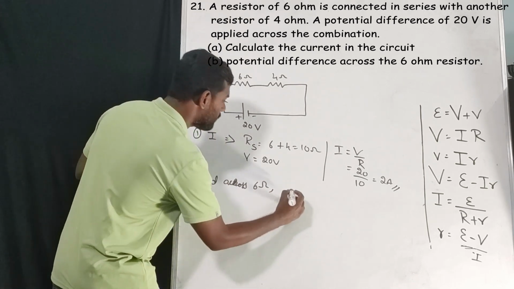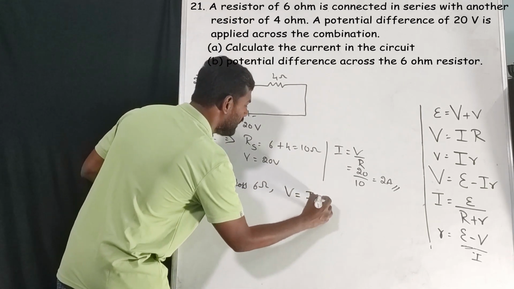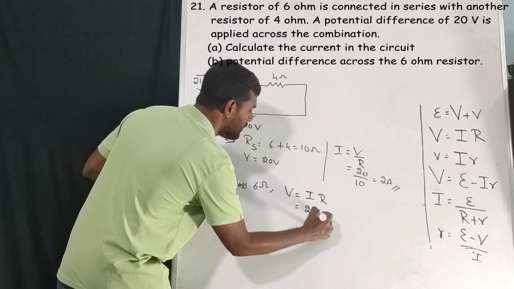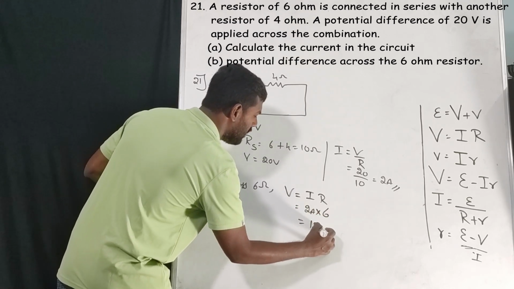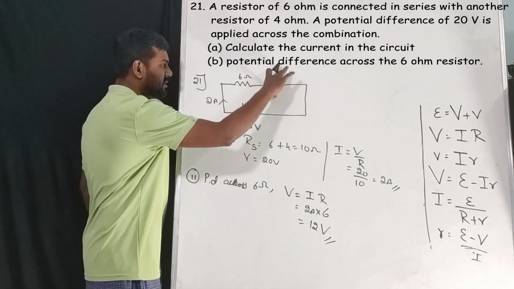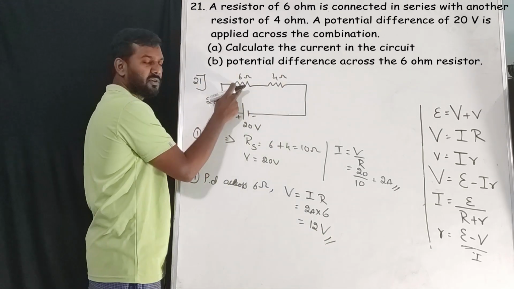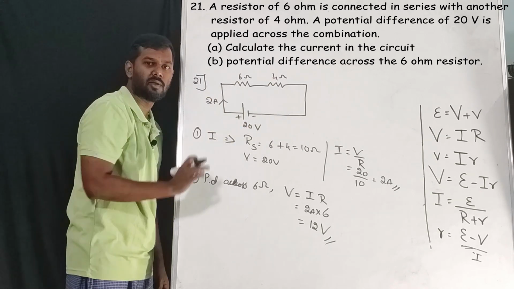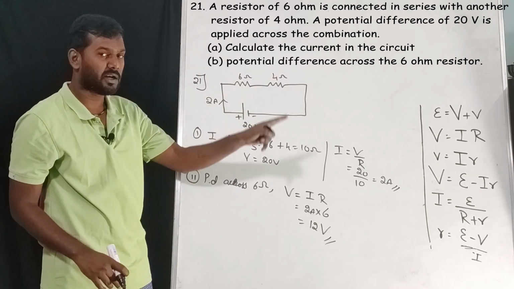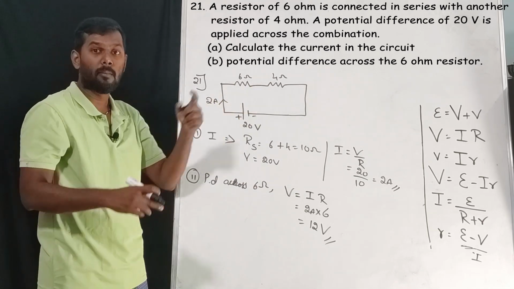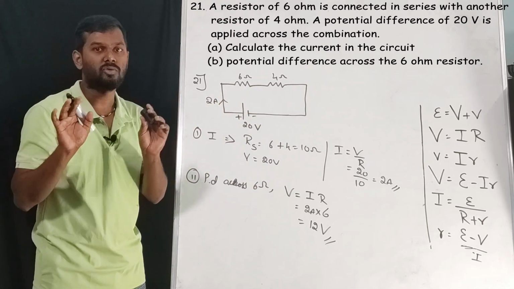To find V, it is I into R. I is 2 amperes and R is 6, so the answer will be 12. What is the unit? Volts. That's it. If they are talking about this resistance, you should exclude the other one. This will be the value of resistance and this will be the value of current. See, in series connection, current will not get divided, current will be the same across these two, but in parallel connection, I'll teach you how to do that.